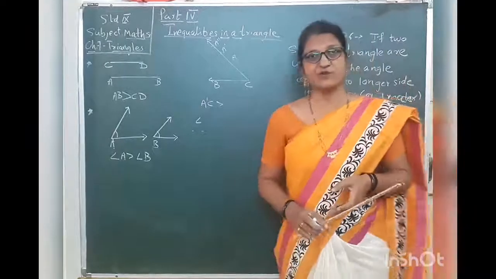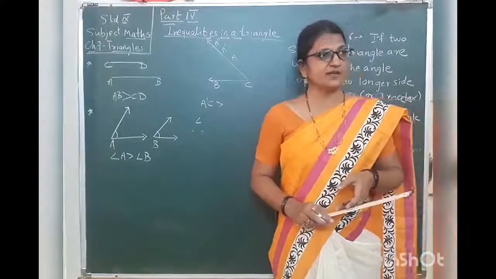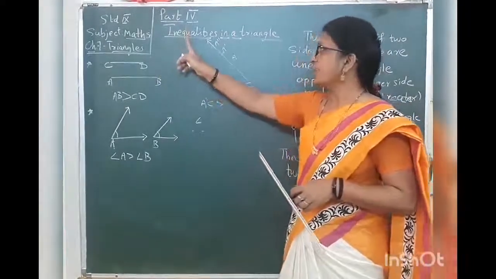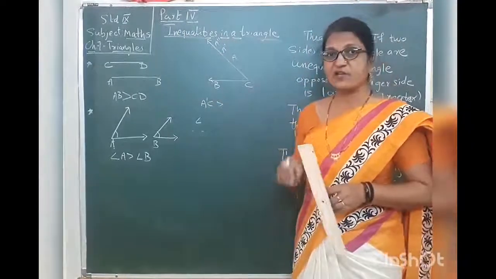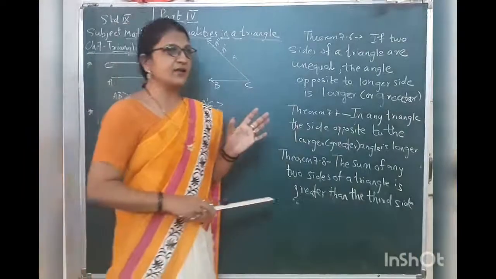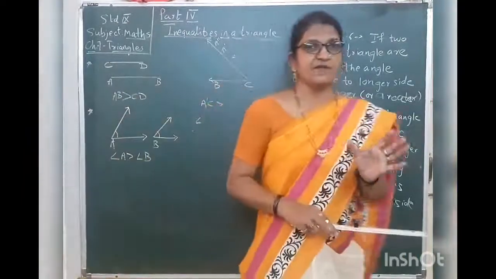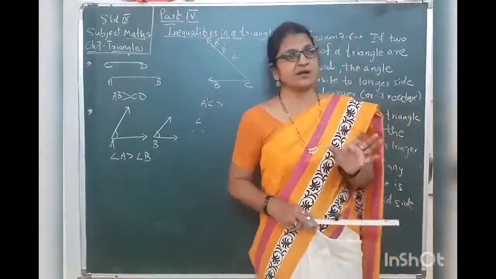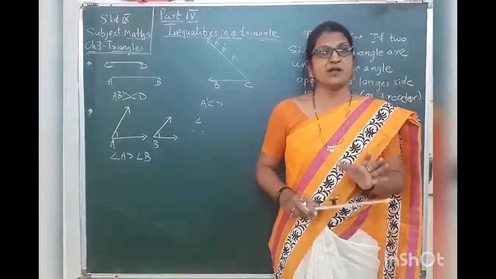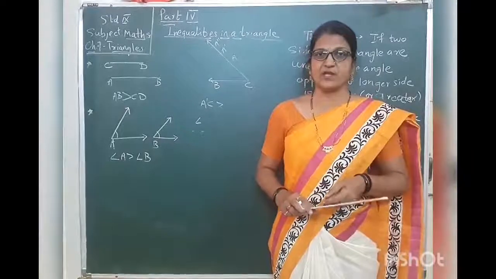Good morning students, welcome to online classes. Today we will see the next part of the same chapter, triangle, and that is inequalities in a triangle. What is the meaning of inequality? If all the sides of the triangle are equal, then that type of triangle is known as equilateral. If any two sides are equal, then it is known as an isosceles triangle. And if no two sides are equal, then it is known as a scalene triangle.